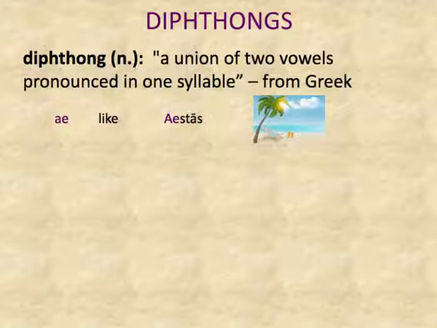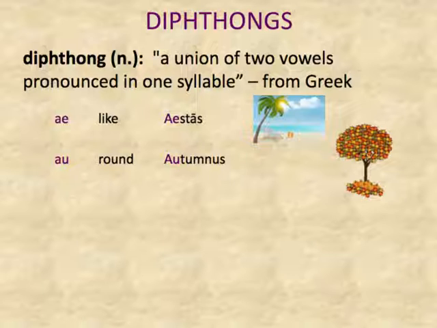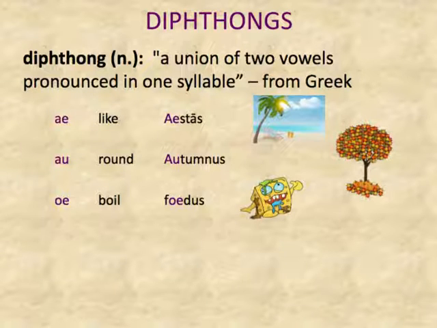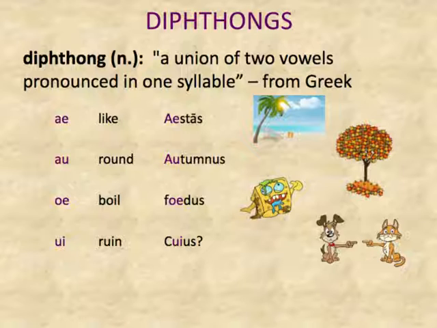So start with the first one. If you put an A and an E together, it says I. Everybody, I. Like, aestas. Au says ow. Round, autumnus. If you put OE together, it says oi. Boil, foedus. Ui says ui, as in ruin, cuius.